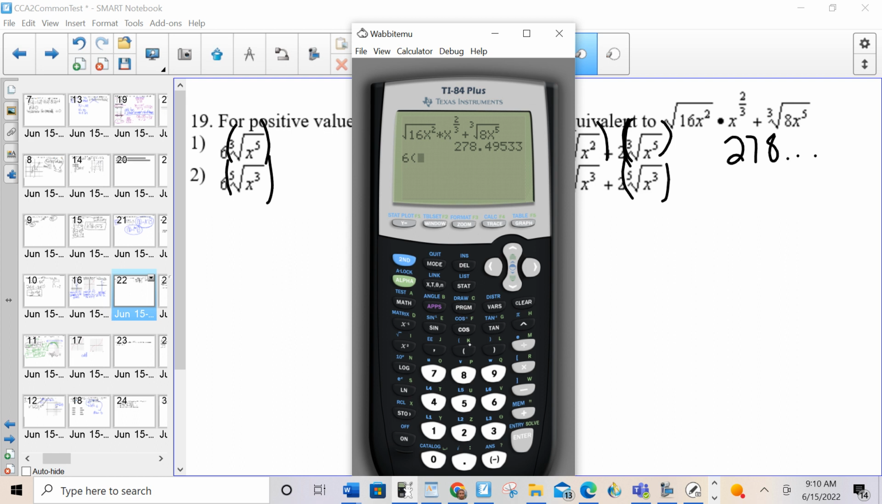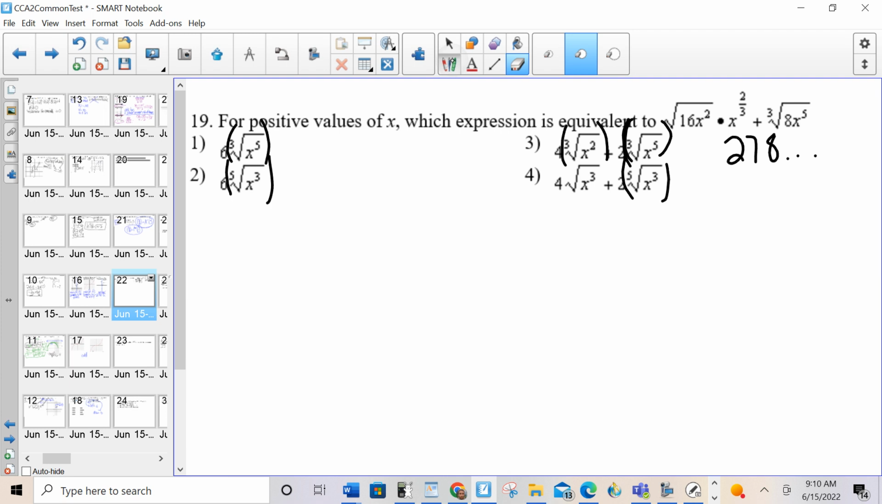Option 1, 6, parentheses, math, cubed root of x to the power of 5, 278, dot, dot, dot. That's it. I should go through all the choices. I don't want to model bad behaviors, but I'm just not going to do that.